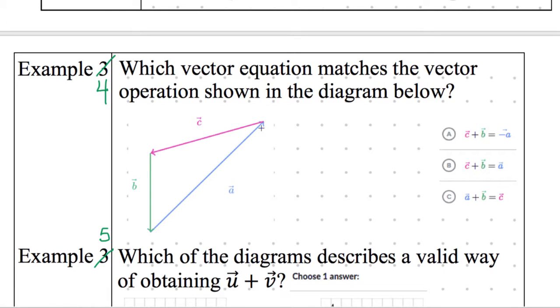But what do you see vector A doing? Vector A is pointing the wrong direction, right? Which means we need to make A negative. So we need to somehow say C plus B is equal to negative A. Is that one of our answers over here? Yep, it is A.